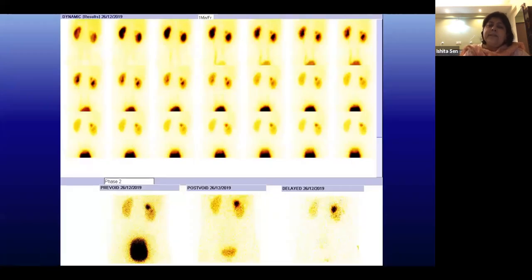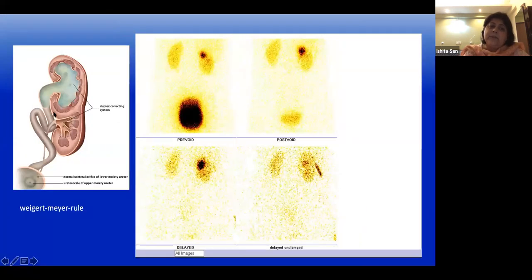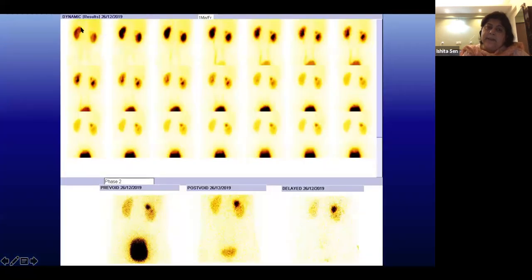Okay, so this is a very interesting study. This is a duplex moiety. So if you remember, in a duplex moiety, the upper system is usually obstructed and the lower system shows reflux. So the upper pole, you can see that it is hydronephrotic, and you can see that there is a photon deficient area. The lower moiety is actually showing good uptake and showing good excretion.